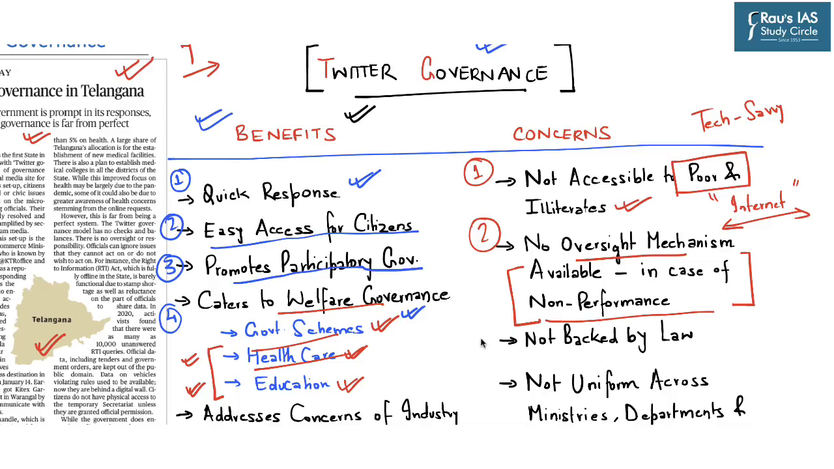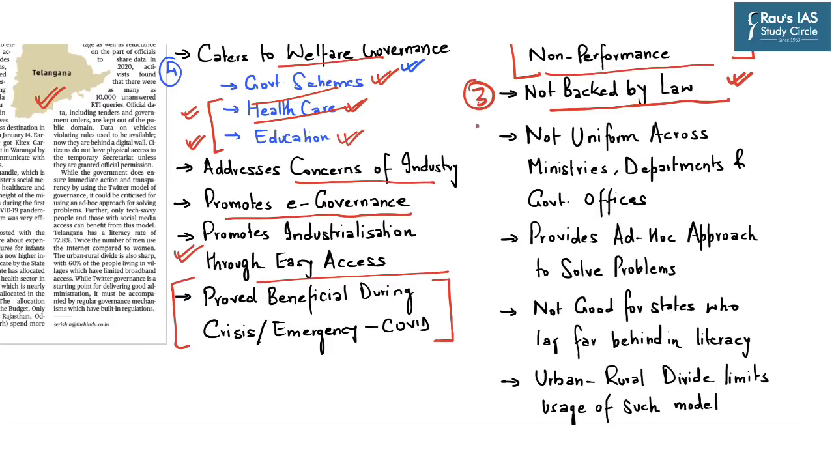The third concern is that use of Twitter as a response model is not backed by any law of the state. And also the fact that this practice of using Twitter handles to address concerns of citizens is not uniform across ministries, departments or even government offices, either in the central government or at the level of state governments. So there is a need for uniformity with respect to Twitter model of governance.